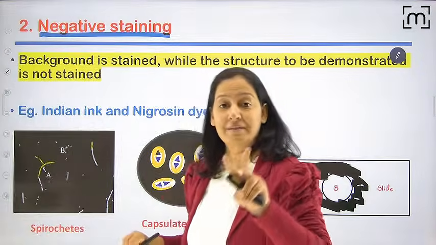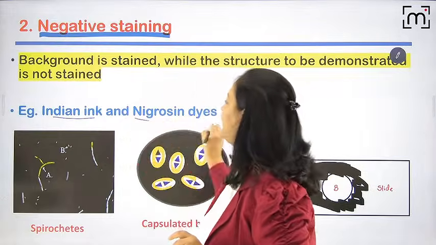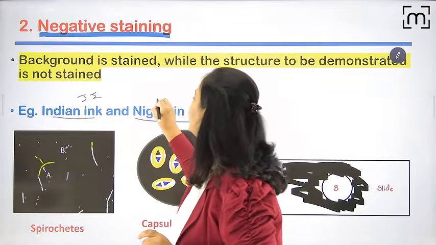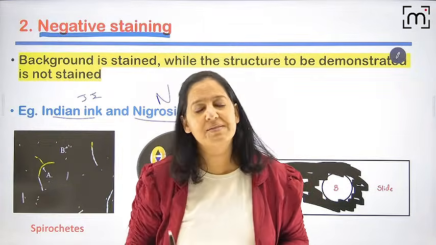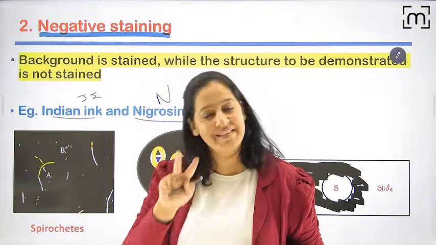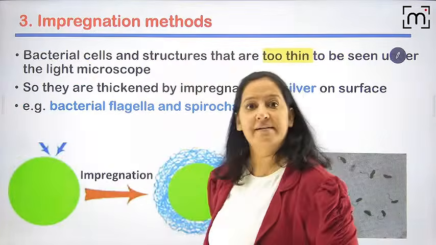And learn the examples. There are 2 examples: India ink, nigrosin. India ink and nigrosin are the examples of the negative stain. That is the second stain. Coming on the third stain.